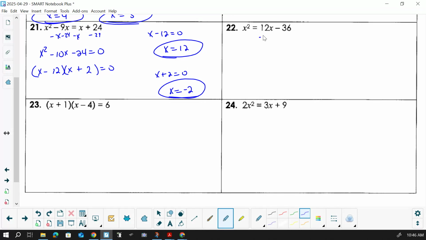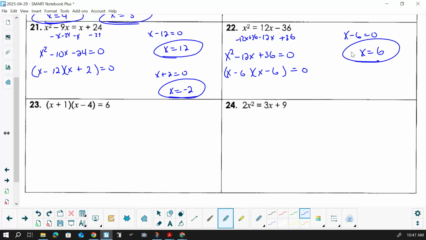This one, we're going to subtract the 12x and add the 36 to both sides, minus 12x plus 36. So we get x squared minus 12x plus 36 equals 0. And then we'll factor it. We get x, and I want to say minus 6, minus 6. I think that'll work. x minus 6, x minus 6, and that gives us plus 36, yep, that works. x minus 6 equals 0 is x equals 6. And it's the same thing, so I don't have to do it a second time. x equals 6.